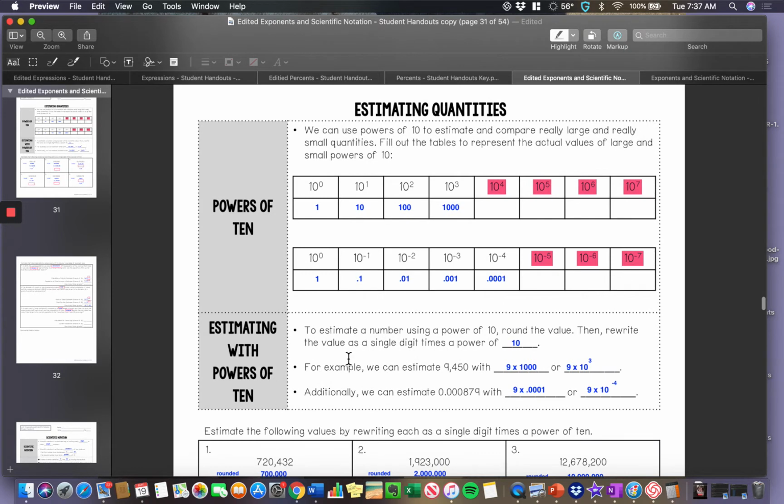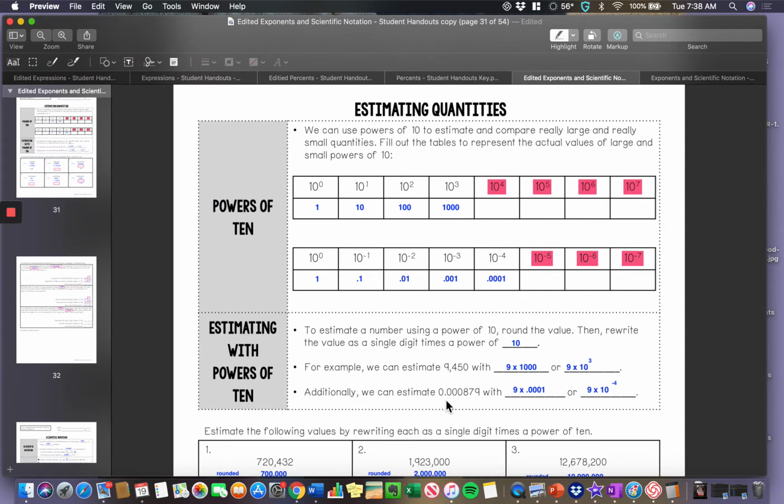So when we're estimating with powers of 10, to estimate a number using a power of 10, you're going to round the value, then rewrite the value as a single digit times a power of 10. For example, we can estimate 9,450 with 9 times 1,000, or we could say it as 9 times 10 to the third. Because really what we've estimated this to is 9,000, because it's closer to 9,000 than it is to 10,000. And you can always represent this as, my target number was 9, I can look to the right, it is 4 or below, so the number stays the same.